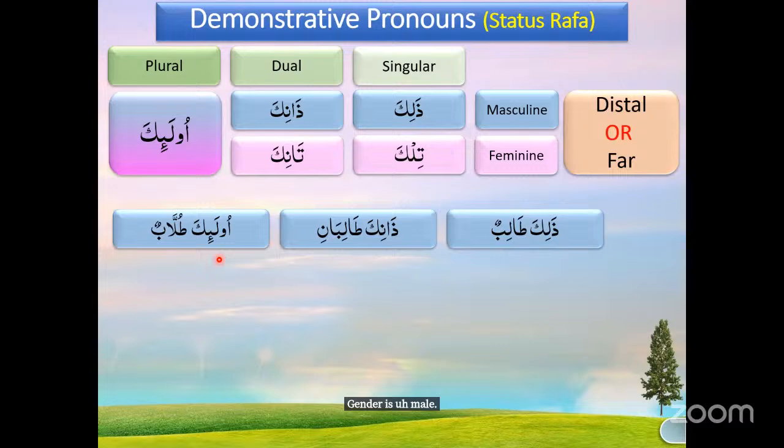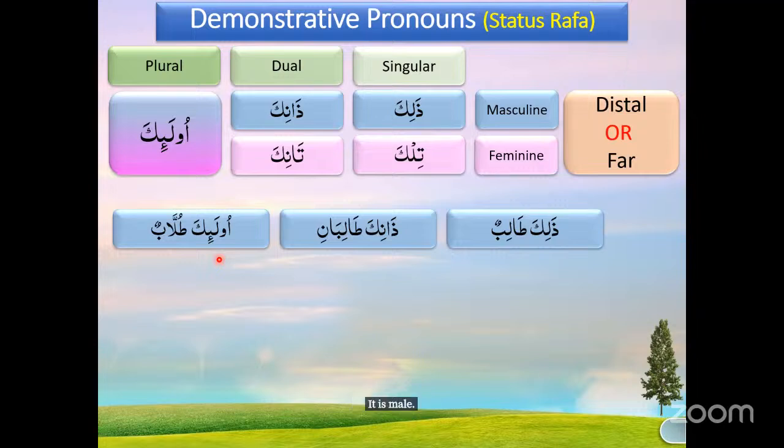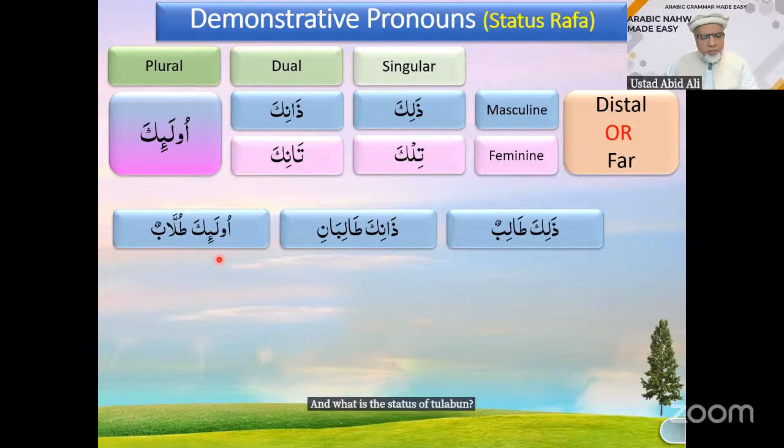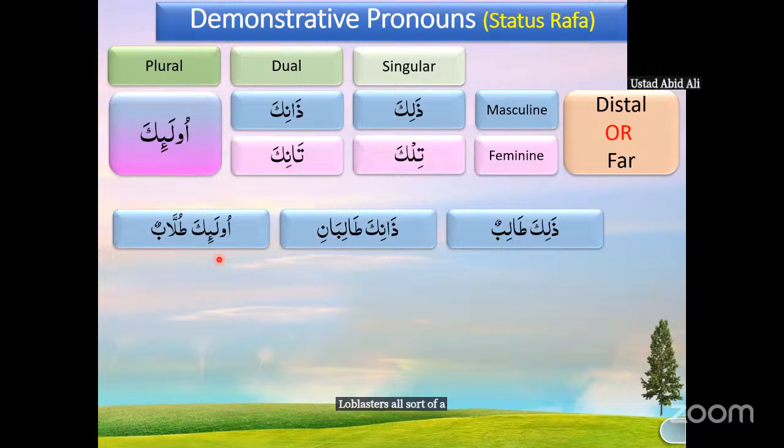And the number is? Number is jama, plural. Tulabun is male. And what is the status of tulabun? Tulabun status is also rafa. Okay. How do you know that this is rafa?